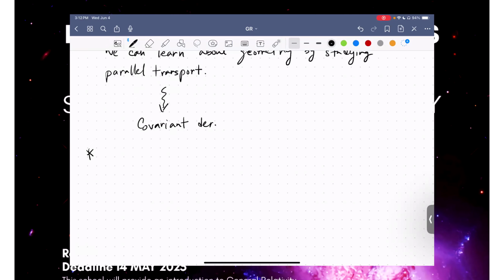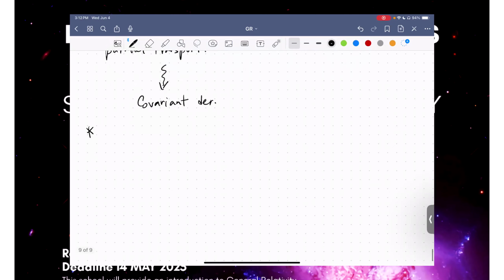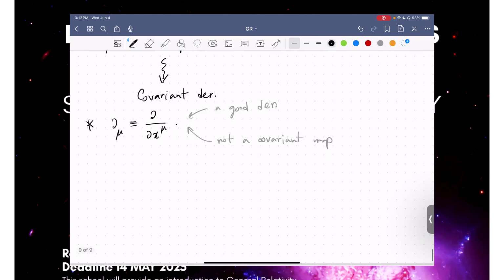Okay, so now we're motivated to study the covariant derivative. We already have a derivative, which is the partial derivative. This is the shorthand notation for partial derivative with respect to one of your coordinates. What we observed is that this is a good derivative, but not a covariant map. It does not map tensors to tensors. So that's a problem.